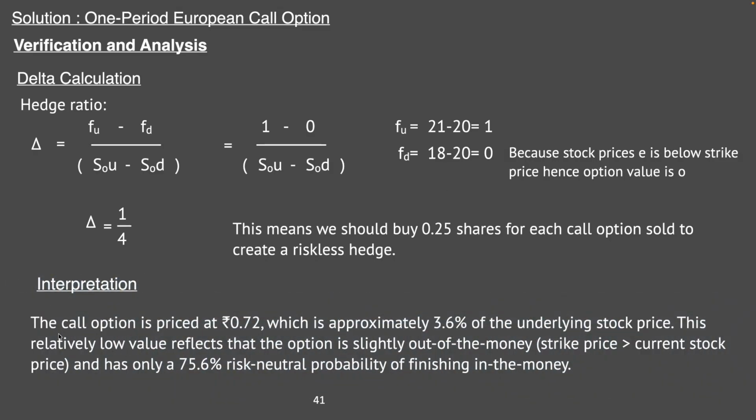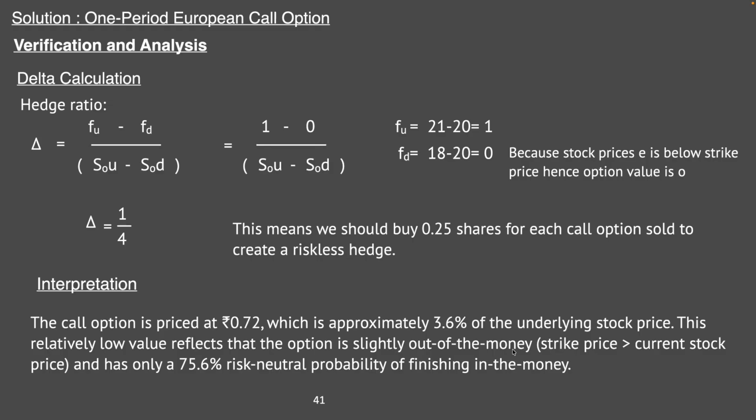So how do we interpret it? The call option is priced at 72 paisa. How much is this 72 paisa? It is approximately 3.6% of the underlying stock price. What is the underlying stock price? 20, right? So this relatively low value, the value of the option is very low. It is just 3.6% of the value of the underlying. So this reflects that the option is slightly out of the money.